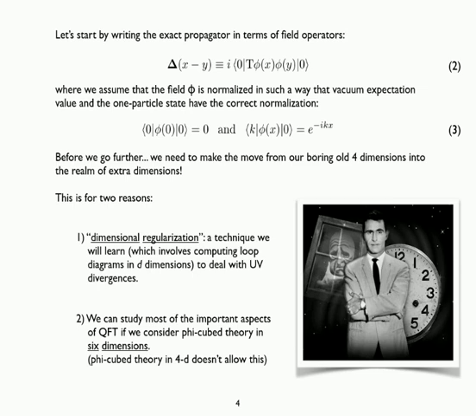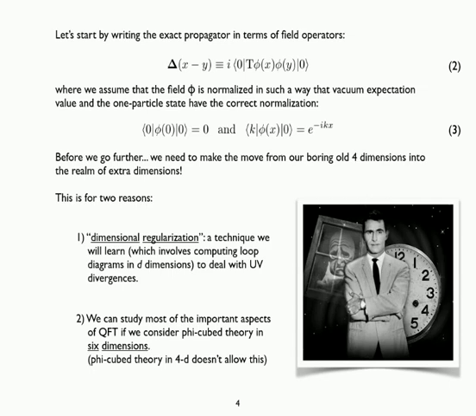So let's start by working out the exact propagator. In terms of fields, we know how to write it down. It's a time-ordered product of two fields. We want the LSZ formula to be valid, so we're assuming that the VEV is 0 and the single particle states have the correct normalization.